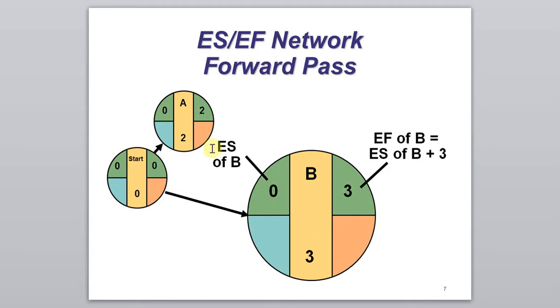Similarly, to calculate the earliest start time and earliest finish time of activity B, we use: earliest finish time of B equals earliest start time of B, which is 0, plus the activity time of B, which is 3. So the earliest finish time of B is 3.